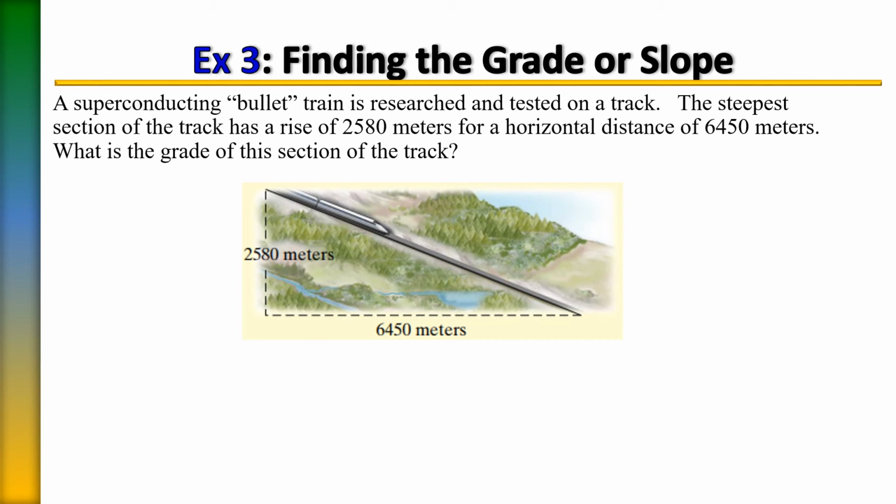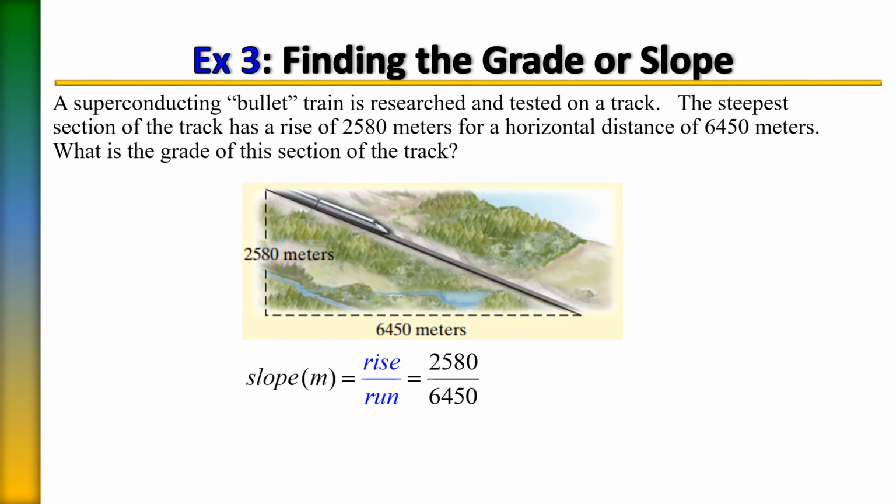Now recall the grade is nothing more than the slope, which is your rise over your run. Our rise, which is our height, is 2,580 meters. Our run is our length there. The horizontal run is 6,450 meters. So our fraction, we have 2580 on top and 6450 down below.